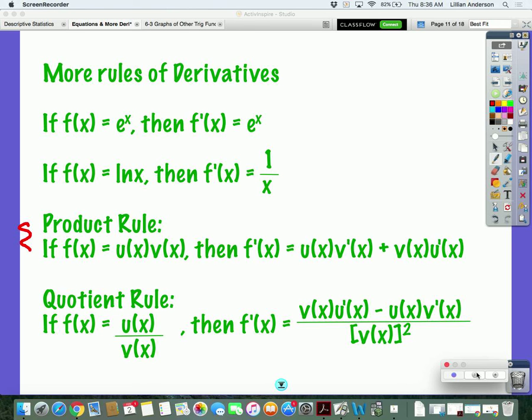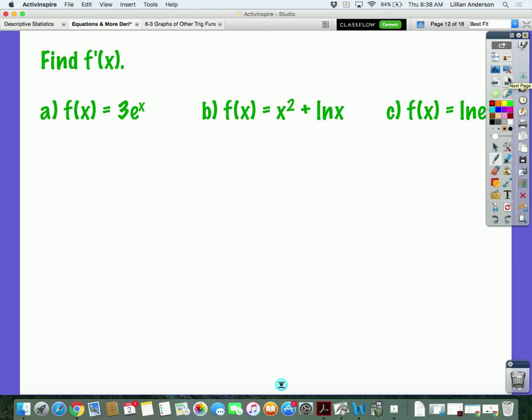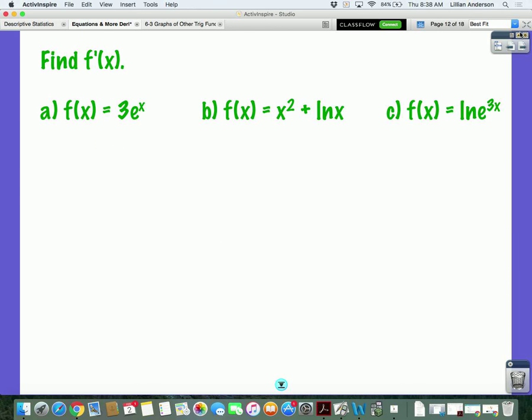Okay. We're going to practice. We're going to find the derivative of these three functions. First one, 3e to the x. The next one, x squared plus ln of x. And then the last one, ln of e to the 3x. Find the derivative of all three of those functions.